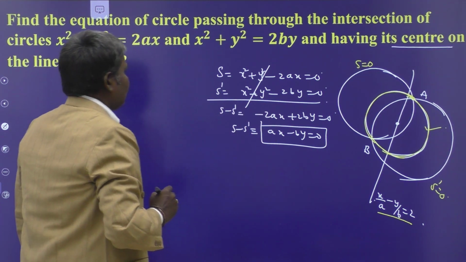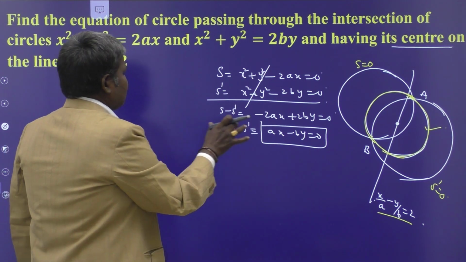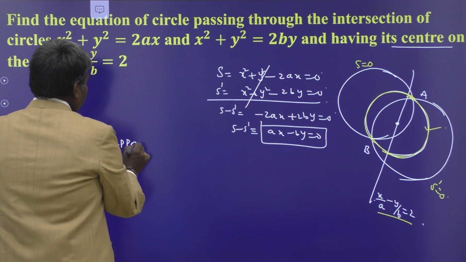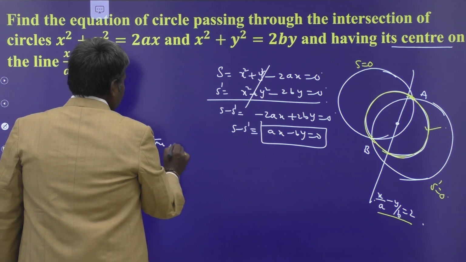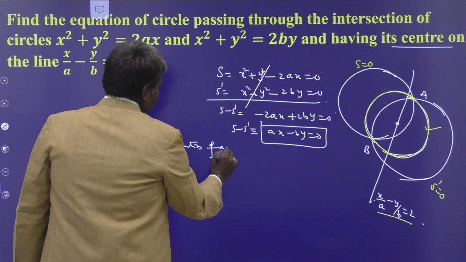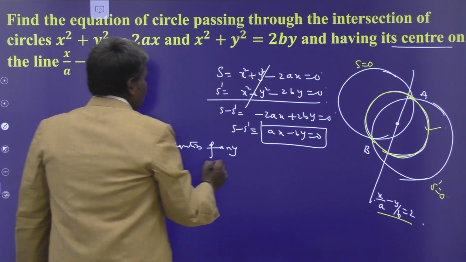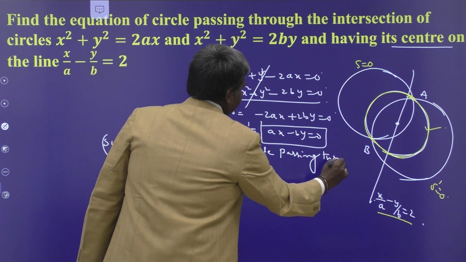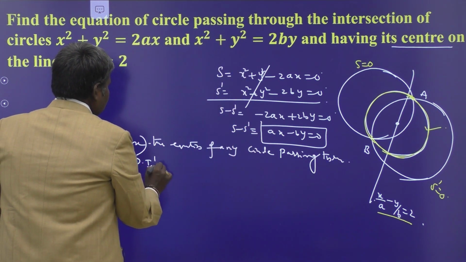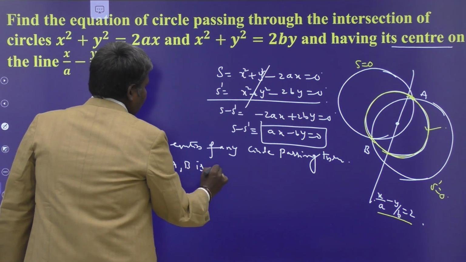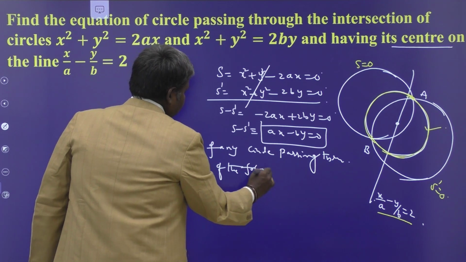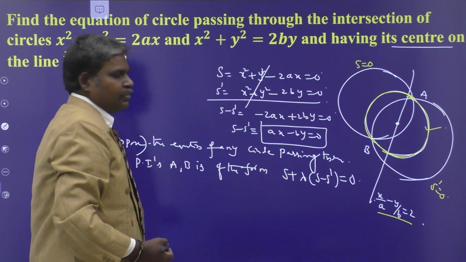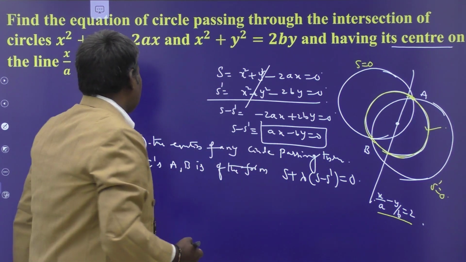The equation of any circle passing through A, B is of the form S plus lambda S' equal to 0. Suppose the equation of any circle passing through the points of intersection A, B is of the form S plus lambda times (S minus S') equal to 0. This is the equation of any circle passing through A, B.